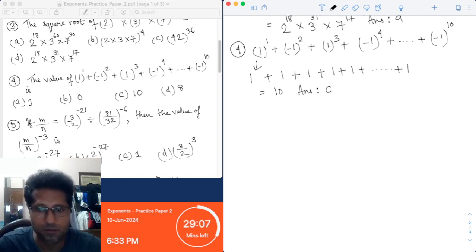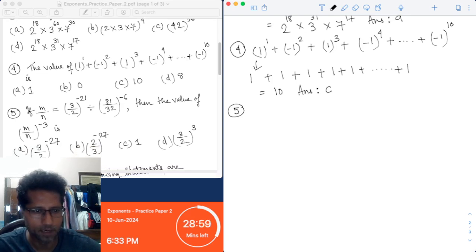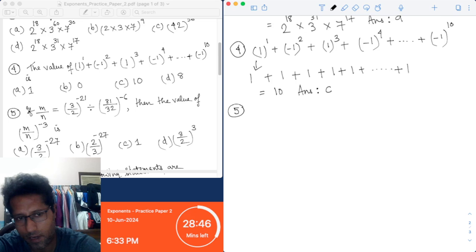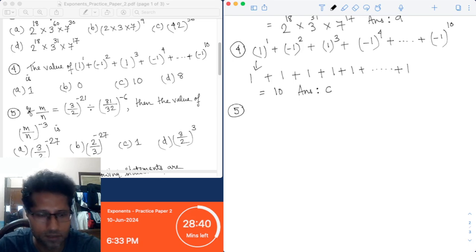Okay, so question number 5. We are given an expression for the rational number m by n, which equals (3 by 2) to the power minus 21 divided by (81 by 32) to the power minus 6. Then the value of (m by n) to the power minus 3 is? Okay, so let's see, first evaluate what m by n is.